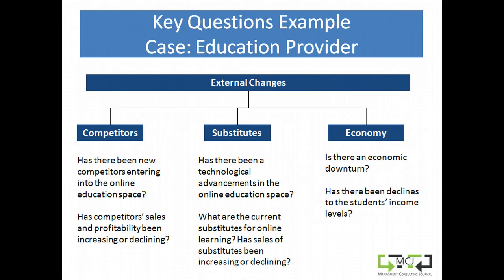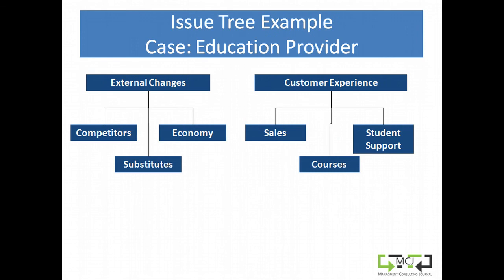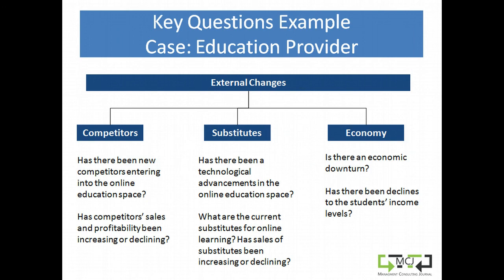Okay, so hopefully you have come up with your own key questions for the educational provider. Here are some questions that I came up with when I did this exercise. So I'm just going to take the external changes one first, and then we're going to talk about customer experience. For external changes, under competitors, some key questions could be, has there been new competitors entering into the online educational space? Has competitor sales and profitability been increasing or declining? So that tells you if it's an economic or industry problem or client specific.